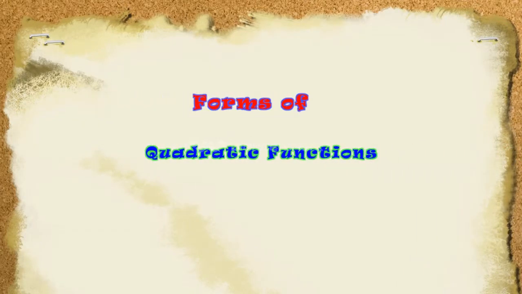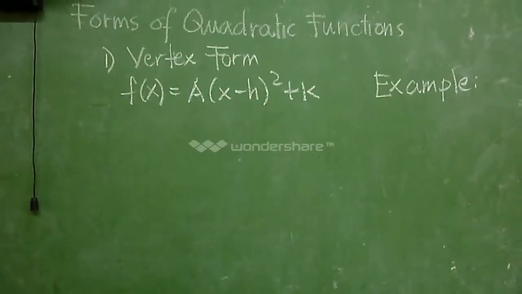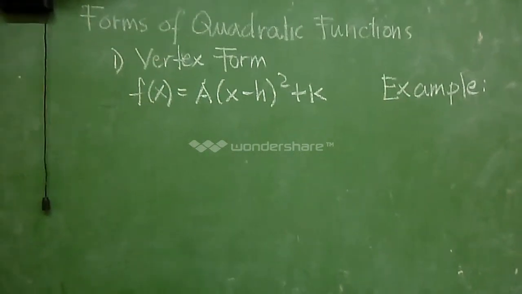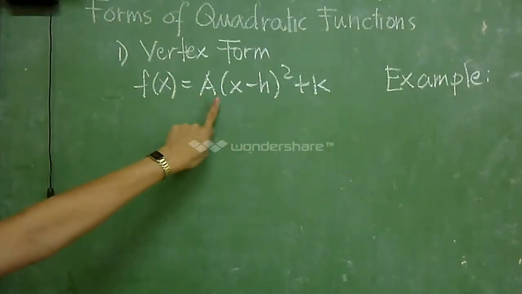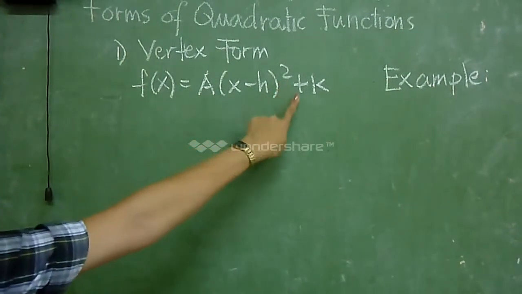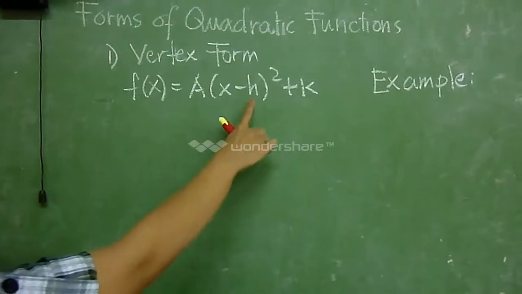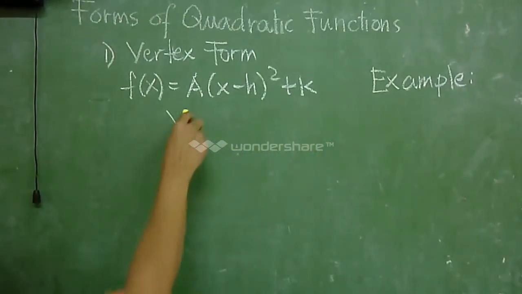Forms of quadratic function. There are different forms of quadratic function. The first one is what you call the vertex form. This is in the form f of x is equal to a quantity x minus h squared plus k, where your h and k is your vertex.